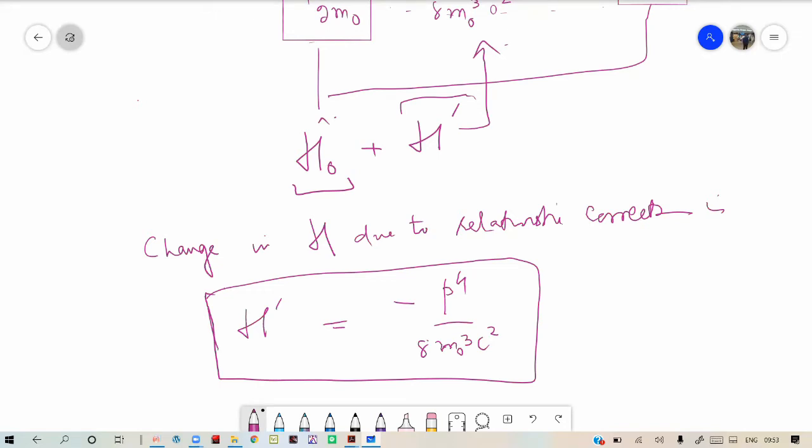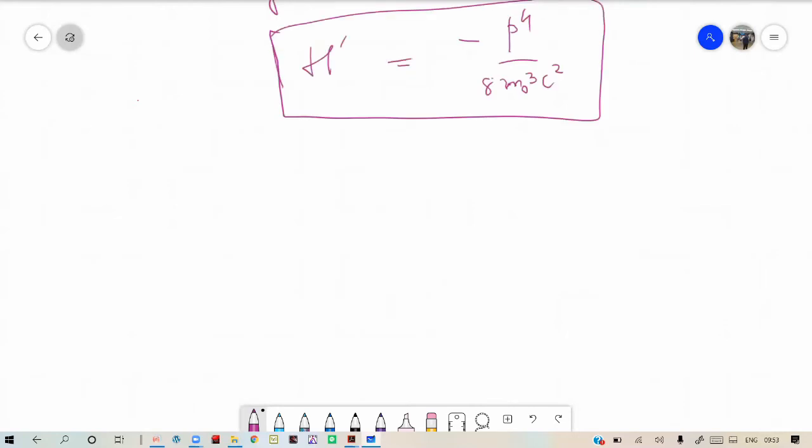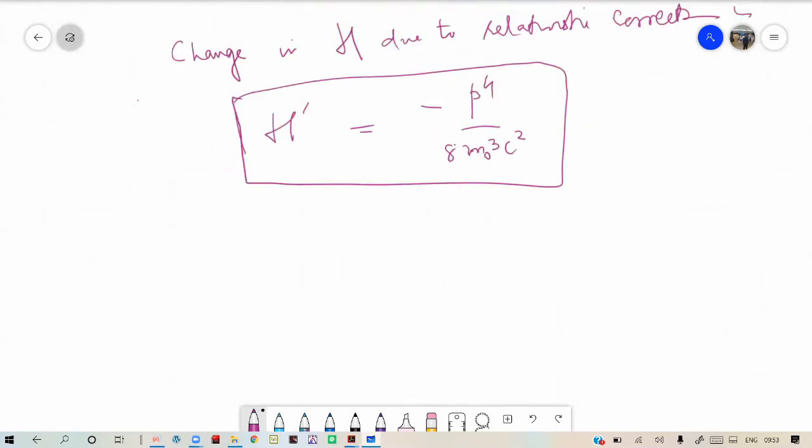So what will be the energy shift in the spectrum we observe in the hydrogen atom between those lines, because of this correction term? So we have to find this. How do we calculate this? From the perturbation theory.